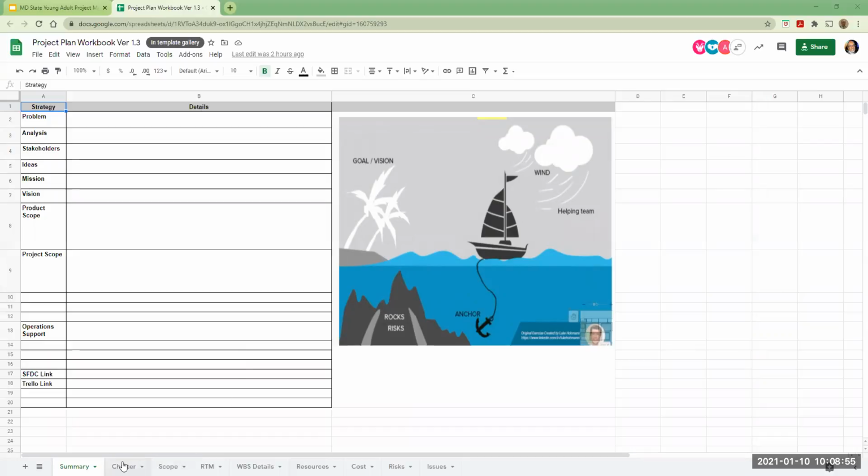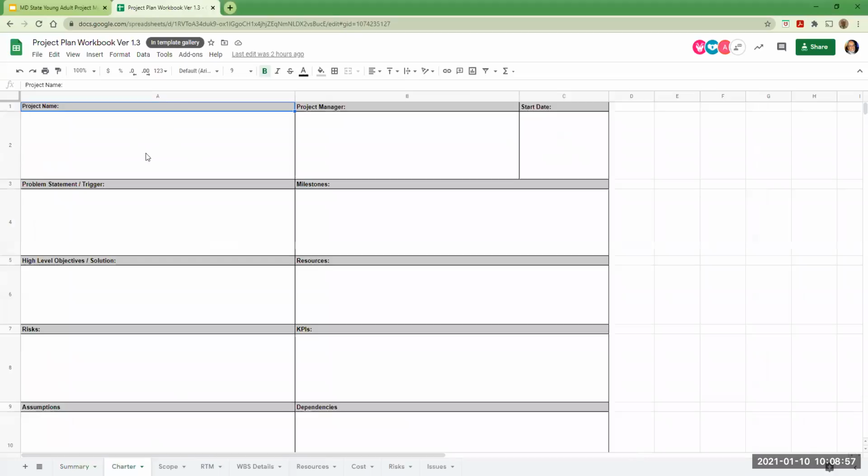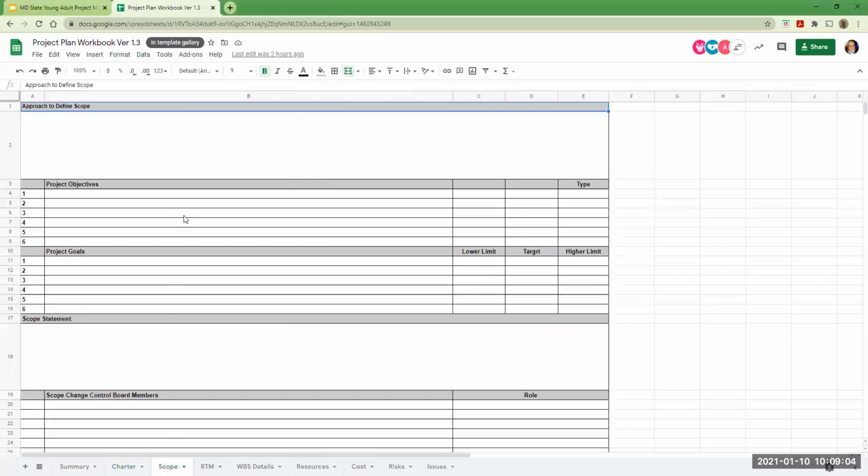Then you have a charter. You populate here a bunch of things. We'll get to this later. Then you have the scope. So the scope is what we talked about, right? So you're gonna discuss here the approach to define the scope. That's your scope management plan, basically.